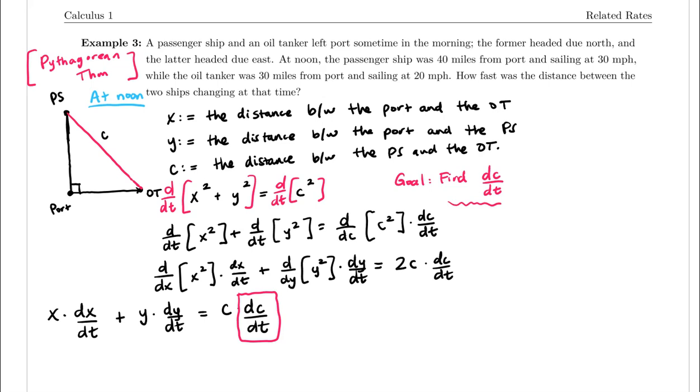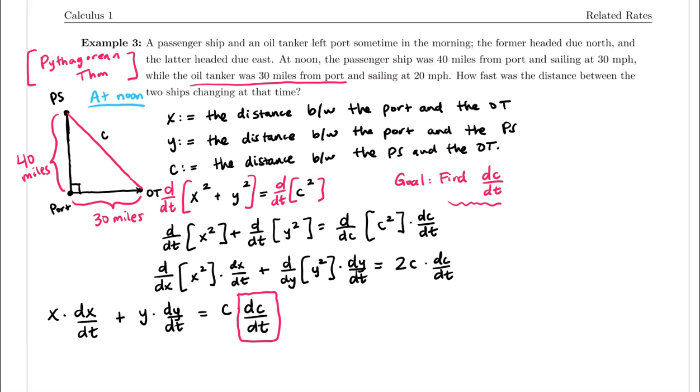distances that they've traveled. So at noon, the passenger ship was 40 miles from port, meaning that in this picture, this represents 40 miles right here. And it's traveling at 30 miles per hour, while the oil tanker was 30 miles from port, meaning that this distance here is 30 miles.